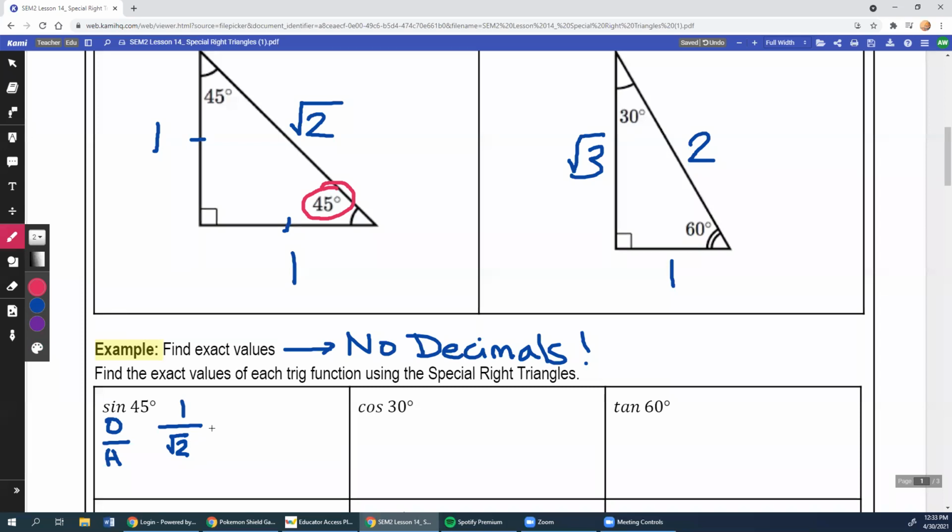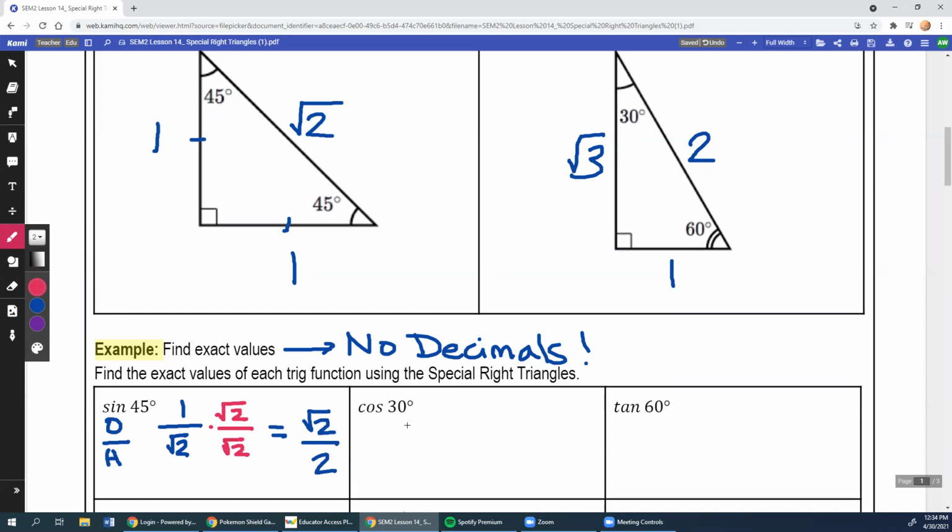We cannot have a square root in the bottom, so we need to simplify by multiplying top and bottom. And our final answer is root 2 over 2. So there we go. I'm going to erase that, keep it nice and neat. And we're done. Sine of 45 is square root 2 over 2.